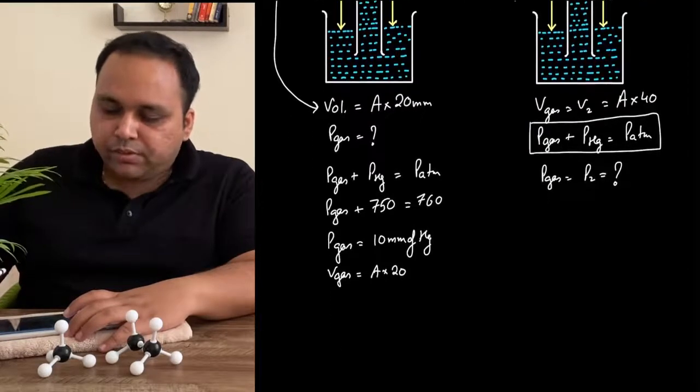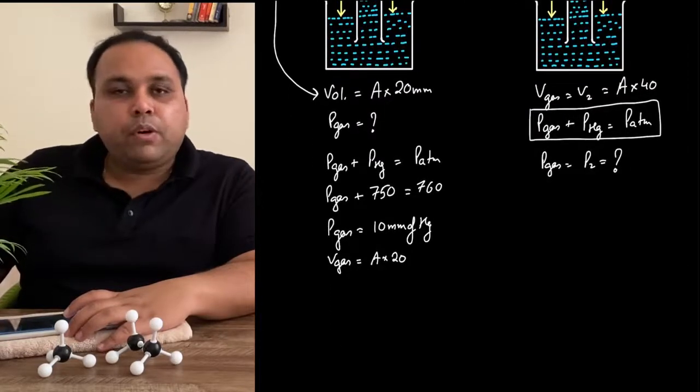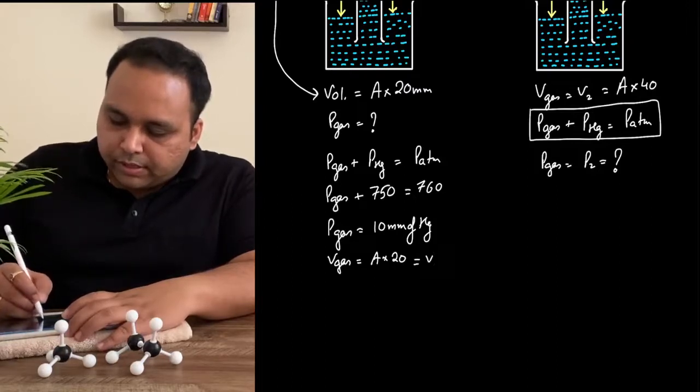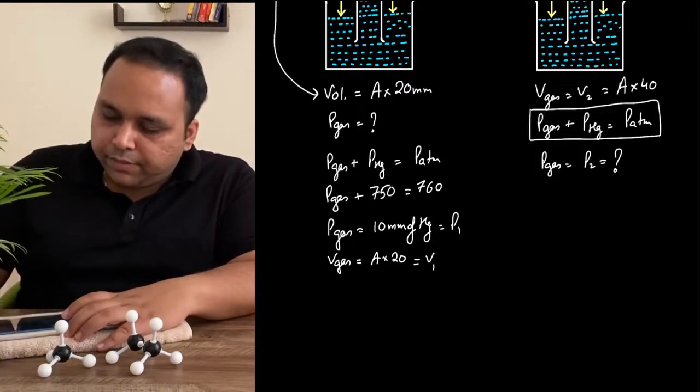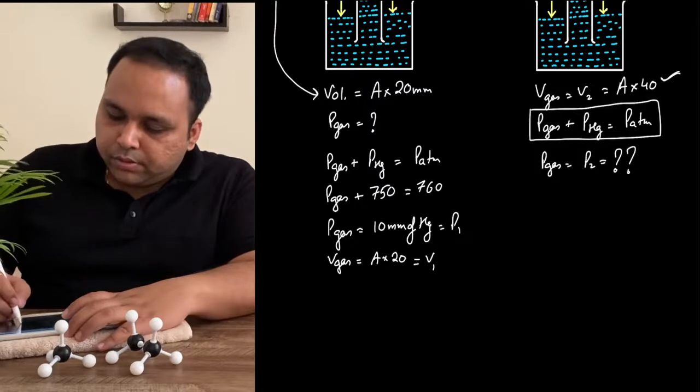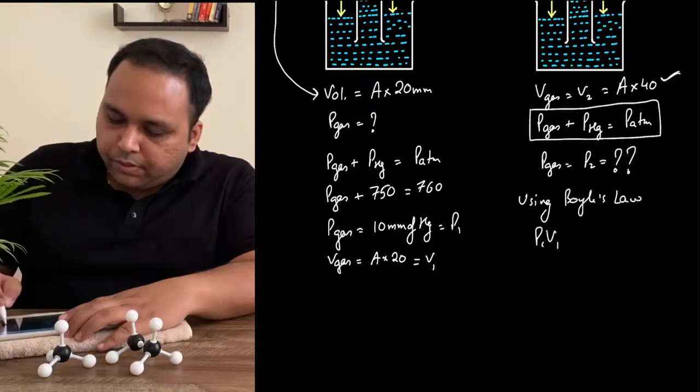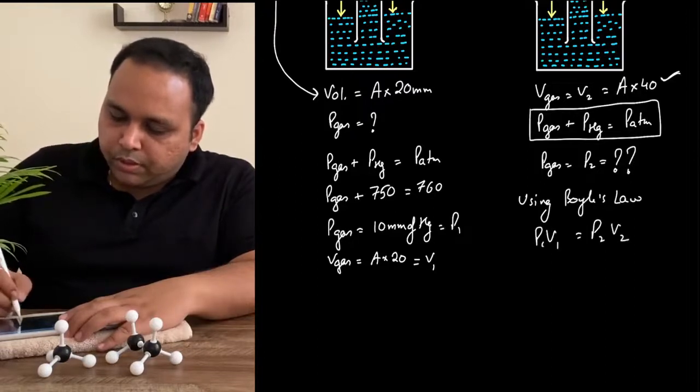Now for the gases, we can apply Boyle's law as temperature is constant. So let's call this V1 and this P1. We have V2 here and P2 is to be found. So using Boyle's law, P1V1 is equal to P2V2.